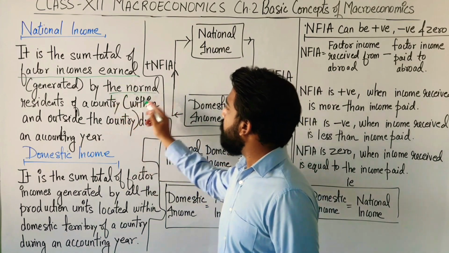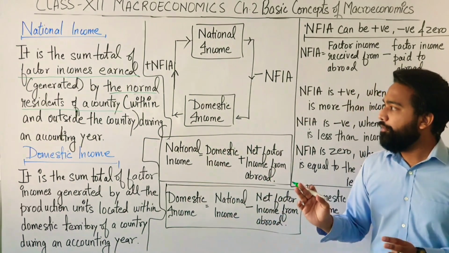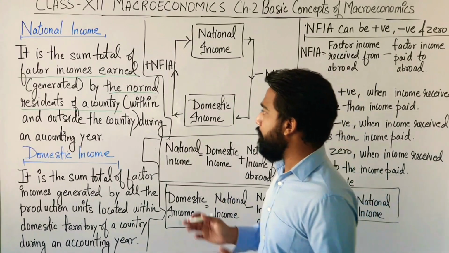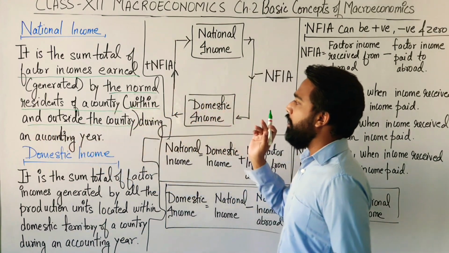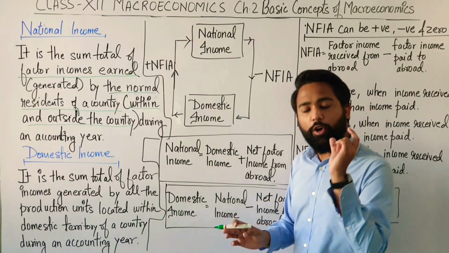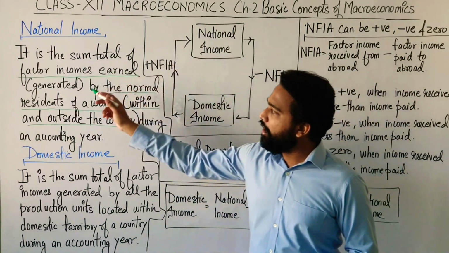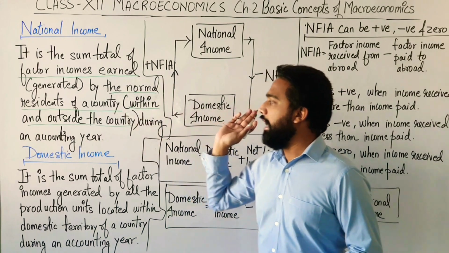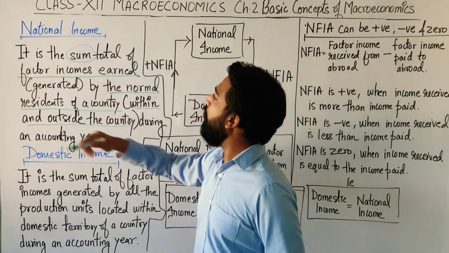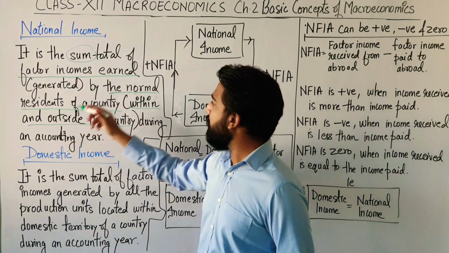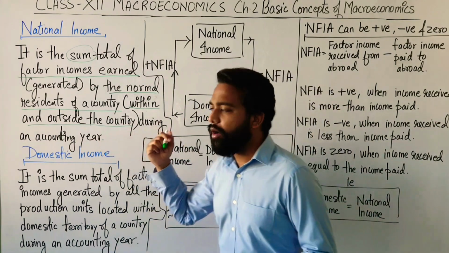By whom? By the normal residents of a country. What are normal residents? Those whose economic interest lies within the country. He might or might not be a citizen of that country, but his economic interest lies within the country. No matter where he is living, if his economic interest lies with our country, then he is a normal resident, and his factor income earned will be included in the national income during an accounting year. So once again, let's revise it. It is the sum total of factor incomes earned or generated by the normal residents of a country within and outside the country during the accounting year. Is that clear?